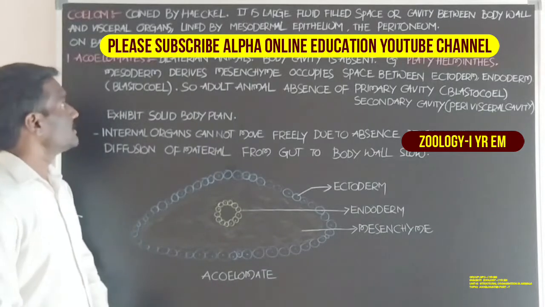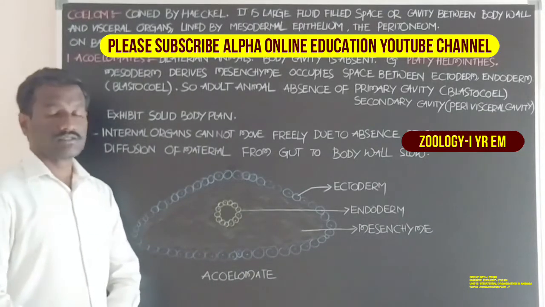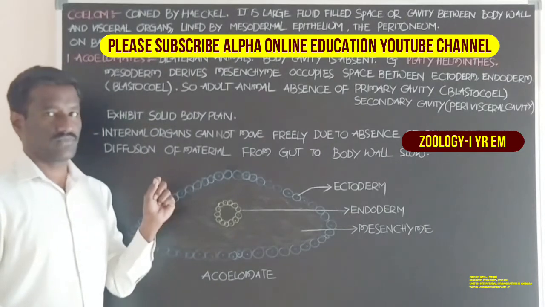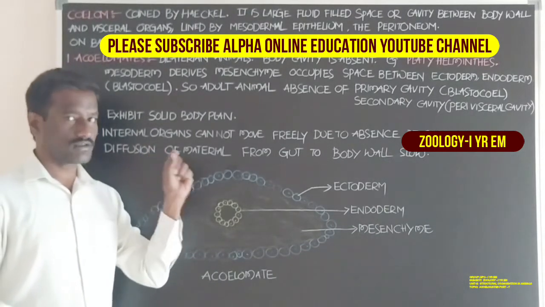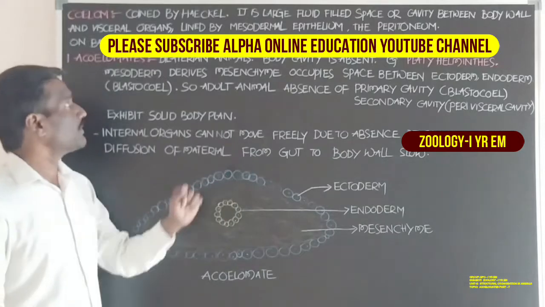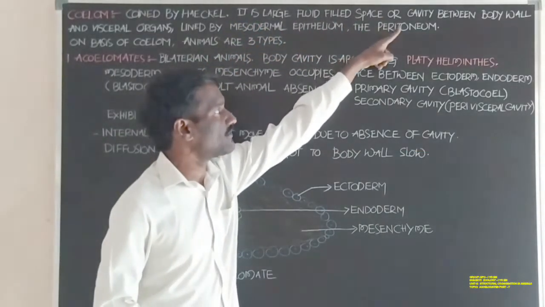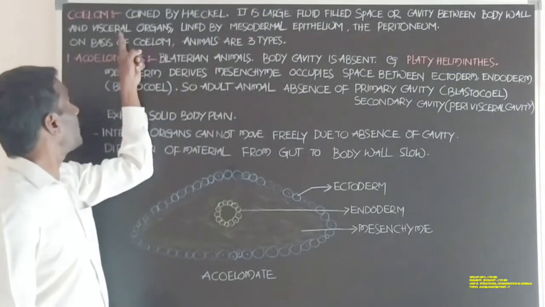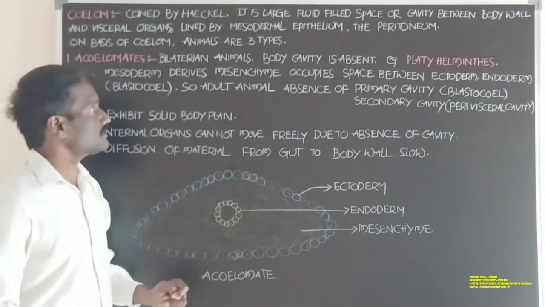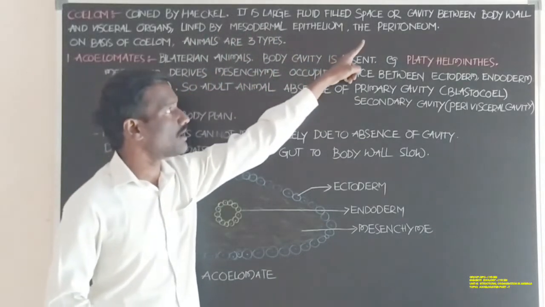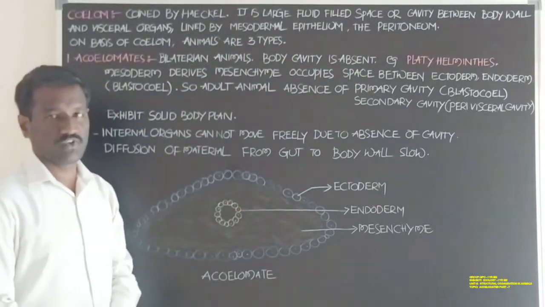Coelom is the term coined by Ernest Haeckel. Haeckel is the scientist who coined the term coelom. It is a large fluid-filled space or cavity between the body wall and visceral organs, lined by mesodermal epithelium, the peritoneum.